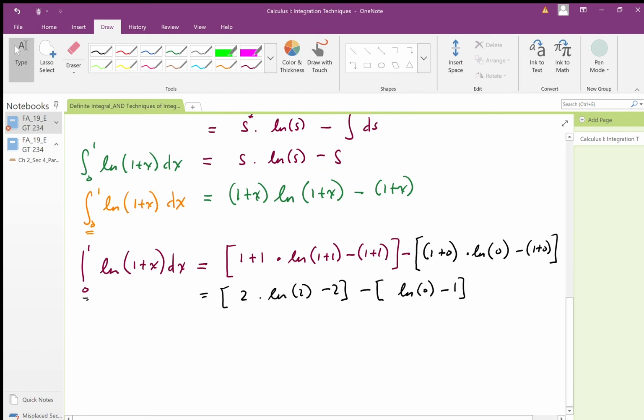And then when we substitute, we put this in our calculator, we should get negative 0.613705, minus 1. This turns into a plus: negative 0.613705 plus 1 equals 0.3862. And this typically is your answer.